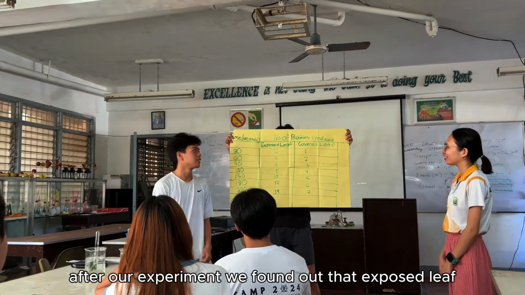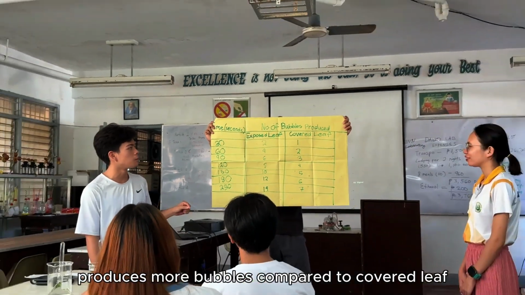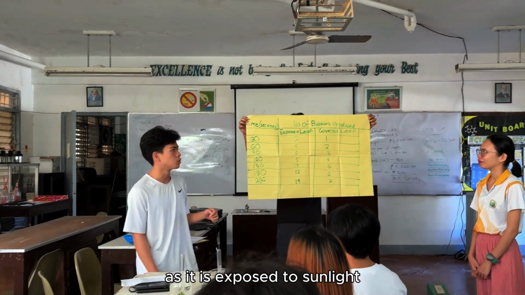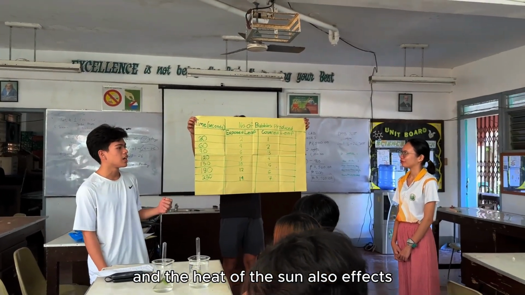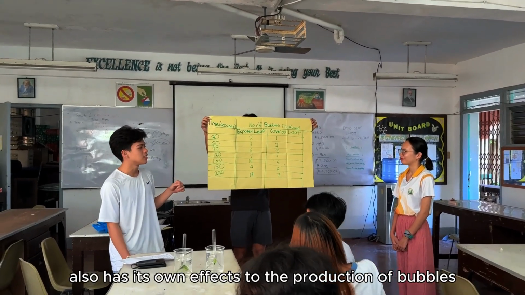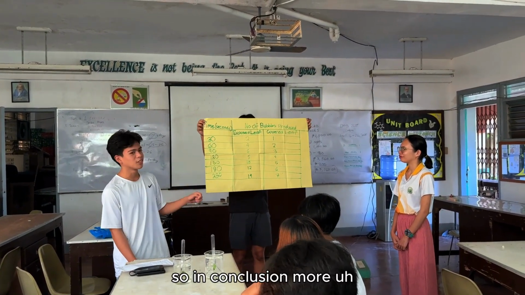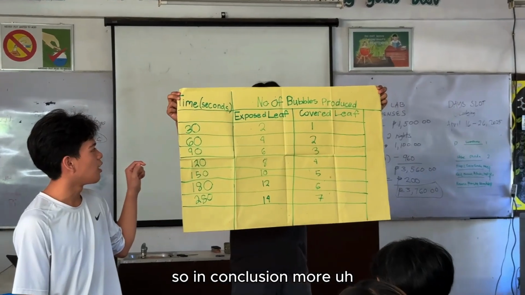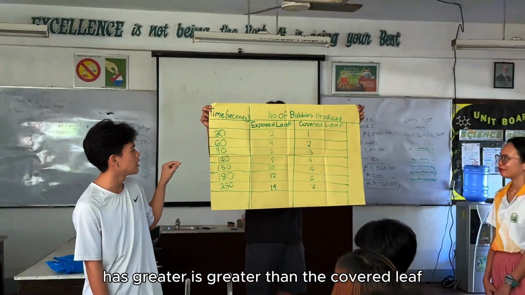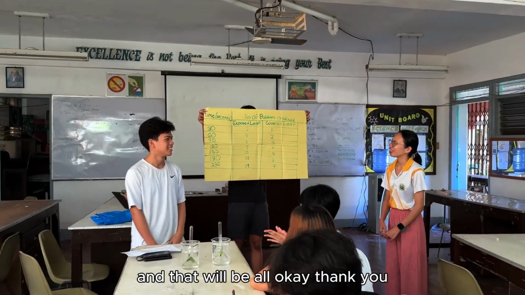After our experiment, we found out that the exposed leaf produces more bubbles compared to the covered leaf, as it is exposed to sunlight, and the heat of the sun also has its own effects on the production of bubbles. So in conclusion, the number of bubbles produced in the exposed leaf is greater than the covered leaf. And that will be all. Okay, thank you.